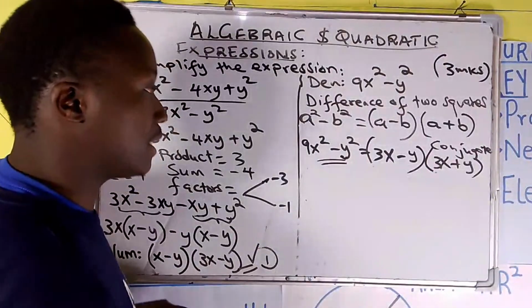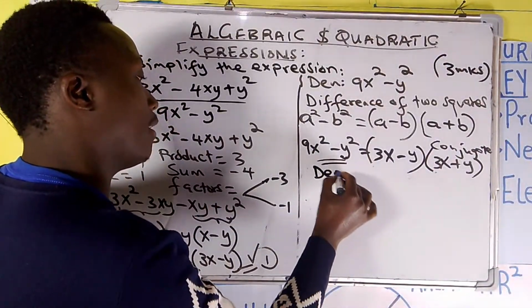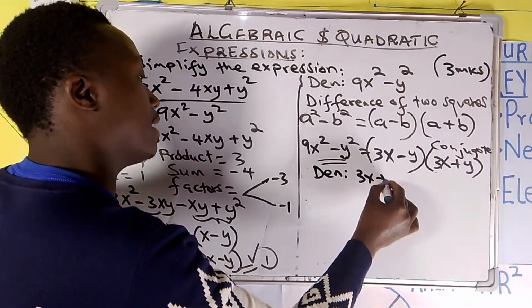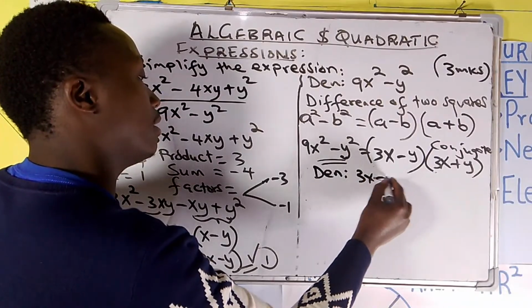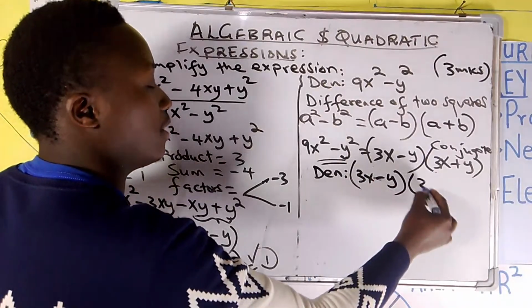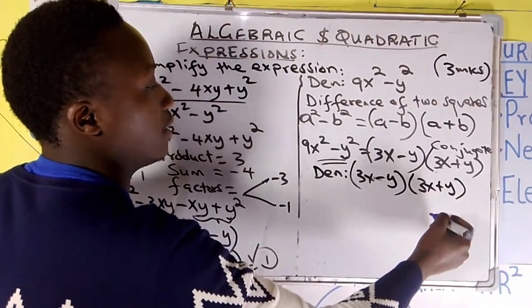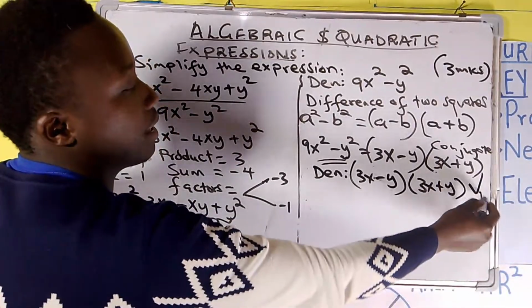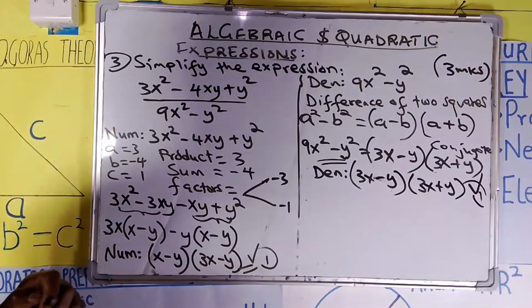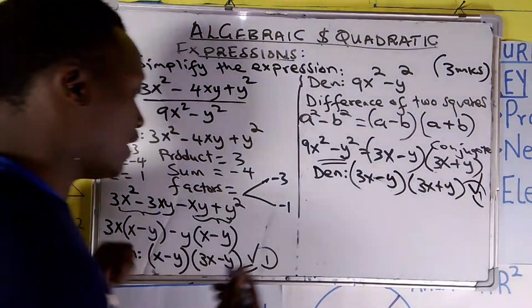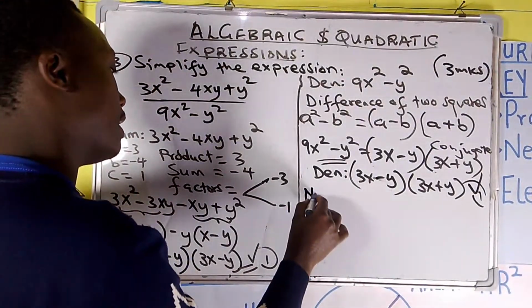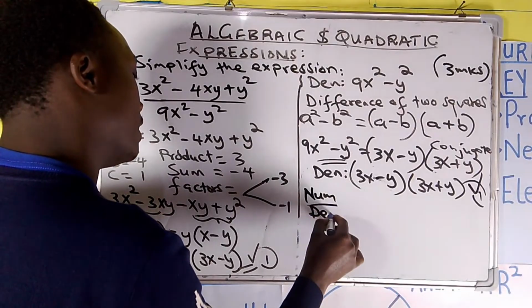So our denominator is 3x minus y, 3x plus y. So you get your second mark. So for us to find our final mark, it is numerator over denominator.